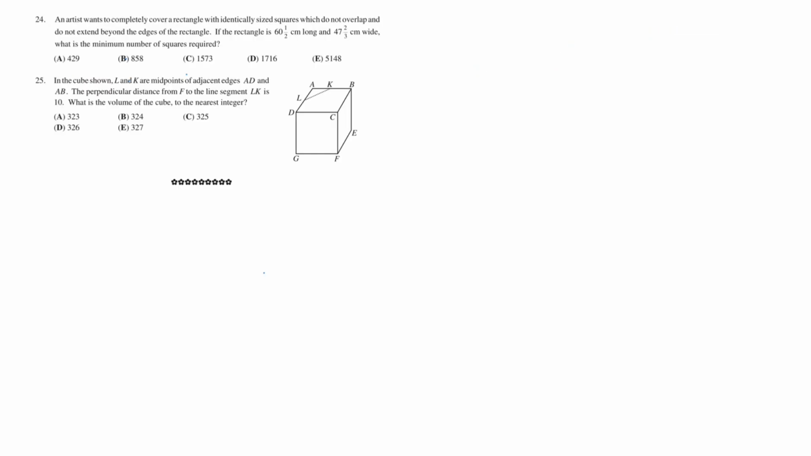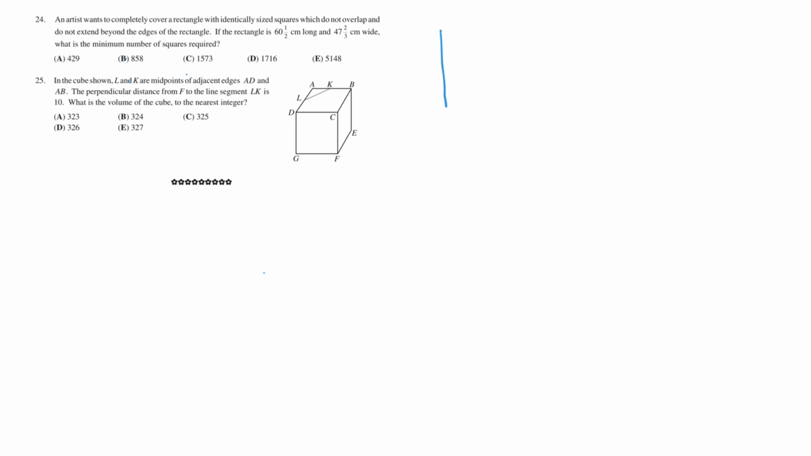Number 24. An artist wants to cover a rectangle with identical sized squares which do not overlap and do not extend beyond the edges of the rectangle. If the rectangle is 60.5 centimeters long and 47 2/3 centimeters wide, what is the minimum number of squares required?